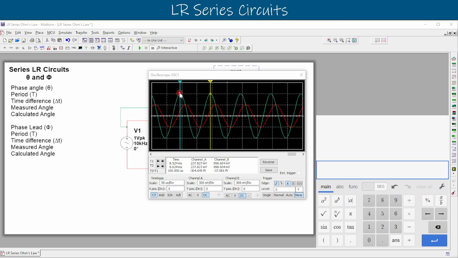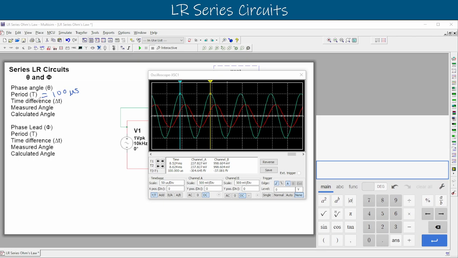That's called our period. We see that right here, one full cycle back up to the very top peak. That's one time. And so our T2 minus T1 should be our period. We see that right here, 100 microseconds. So we're going to write that down as our period value. Our period is equal to 100 microseconds. Right? Remember, our time is on this horizontal axis.